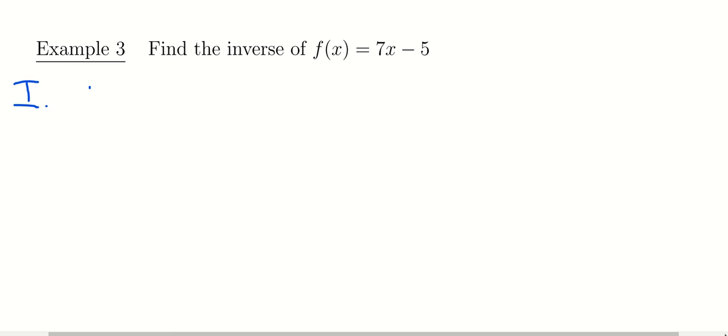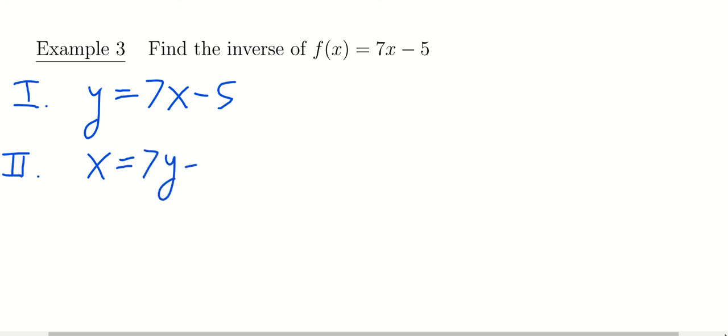Step 1, we're just going to revert back to the y equals notation. So let's call it y equals 7x minus 5. Step 2 is we're going to do the interchange of the variables. Everywhere you see an x, put a y. Everywhere you see a y, put an x, like this. And now for the third step, the next thing that we want to do is we want to go ahead and now solve for y.